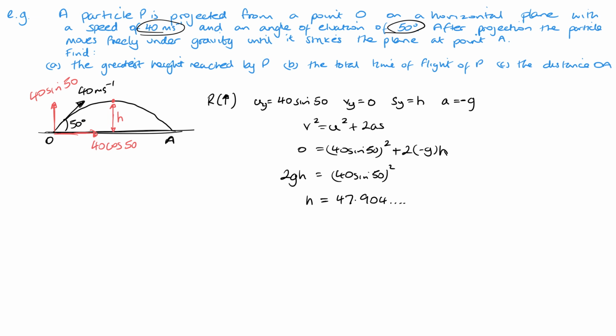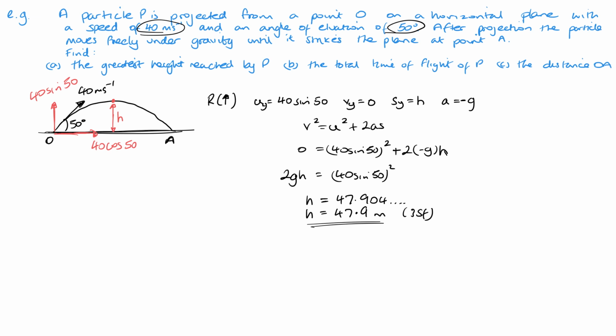47.904. I like to do a few decimal places there before I round it off. 47.9 meters to 3 significant figures. So I always like to put a load of the decimals down and then round it off to an appropriate measure. 3 significant figures is appropriate. Now, next we need to look at total time of flight.